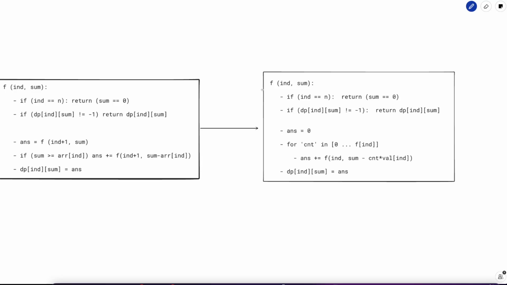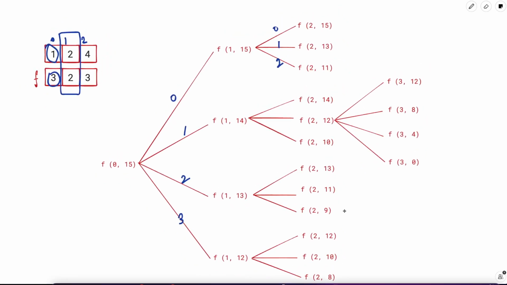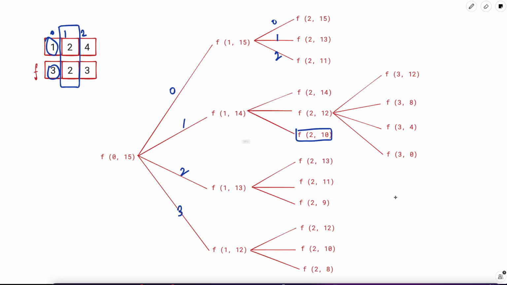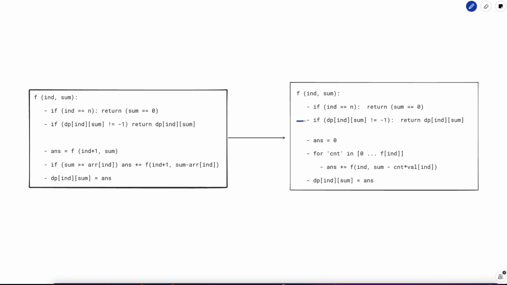We will start from index comma sum. One more fact, we can see that it also has duplicates, right? F of 2 comma 10, f of 2 comma 10, right? So we can get duplicates here as well, and to avoid recomputing the values for duplicates, we will do memoization, right? So memoization is still there. Memoization is exactly similar. Basically, if it is not -1, we will simply return it from the dp array.